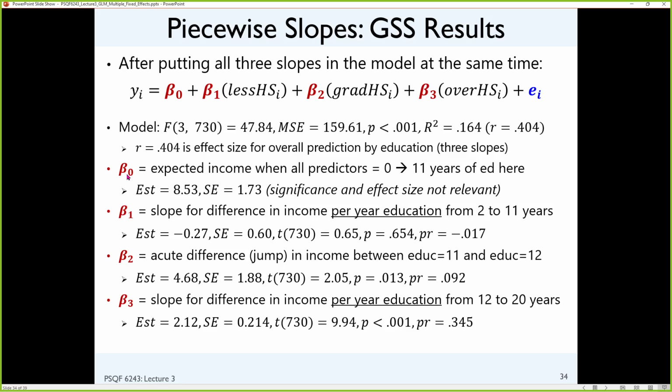So beta 0. What's that thing? We'll do definitions first. What's beta 0? Intercept, yeah. And the definition of an intercept is what?